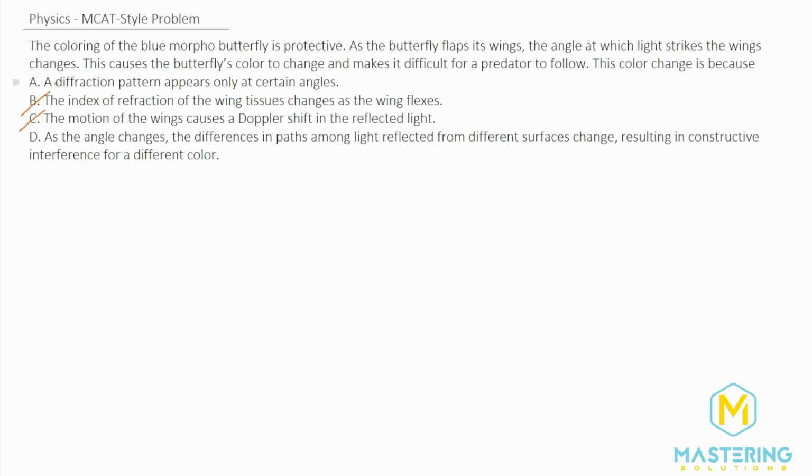So if we look at A and D, these are the only two that kind of make sense. For A, a diffraction pattern appears only at certain angles. Now that's tempting, but we're dealing with sunlight, and sunlight has all of the different wavelengths in it. If it was only one wavelength, then maybe we'd be tempted to go with that answer. But in this case, D is our correct answer, because as the angle changes, we're just getting a different color from the differences in the constructive interference for different colors.